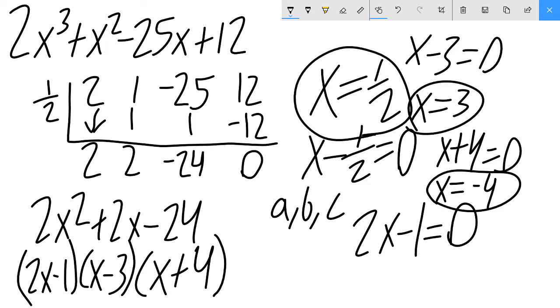Now, if you really want to make sure that this method works, you could multiply this out and you would get this cubic. Or you could substitute any of these values into the cubic equation and it would equal 0. So that's how to use synthetic division to solve any cubic equation.